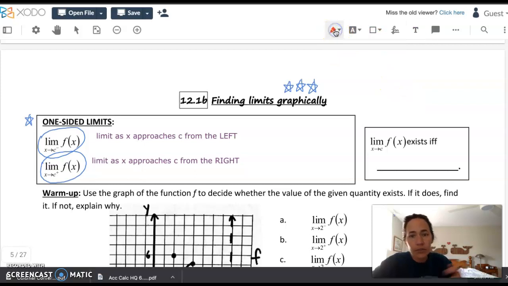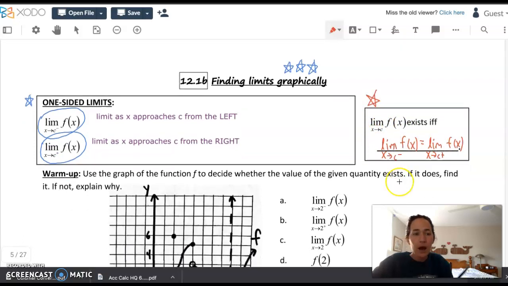The limit only exists. This is so crucial. A limit is only going to exist technically if and only if the limit from the left of c, so x approaches c with a little negative sign, equals the limit as x approaches c from the right. So those two one-sided limits must agree for there to be a limit as a whole.